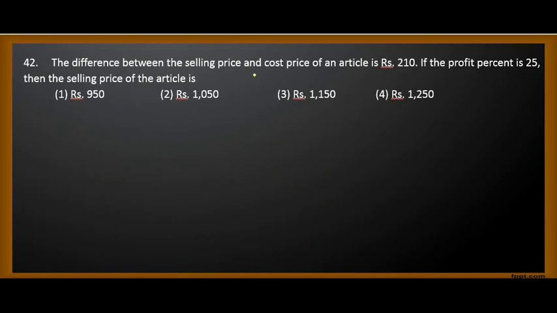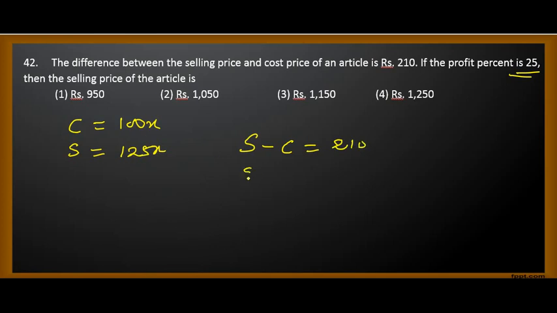The difference between the selling price and the cost price of an article is 210. If the profit percentage is 25, then the selling price of the article is, assume that the cost price is 100x. Then selling price is equal to how much? 125x, because the profit is 25%. And given that S minus C is equals to 210. So 125x minus 100x, which is nothing but 25x, is equals to 210. Now what is the question asking? What is the selling price? Selling price. So we have to find the value of 125x.